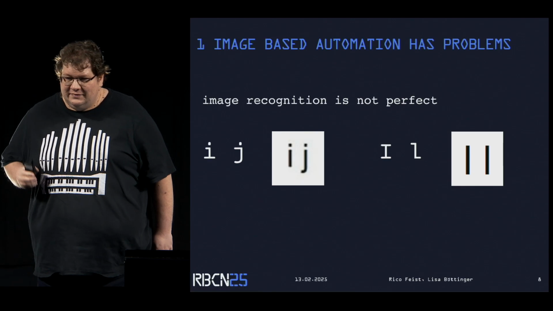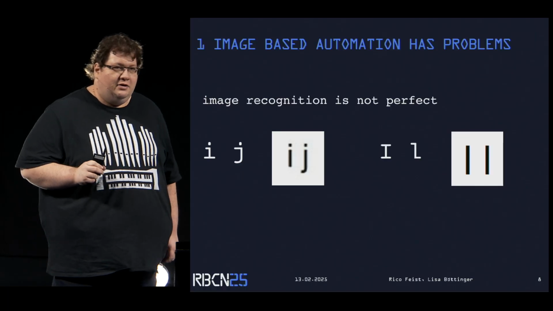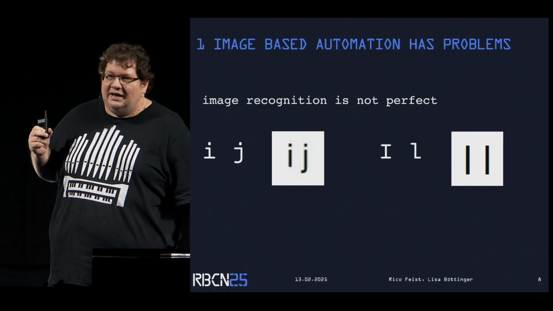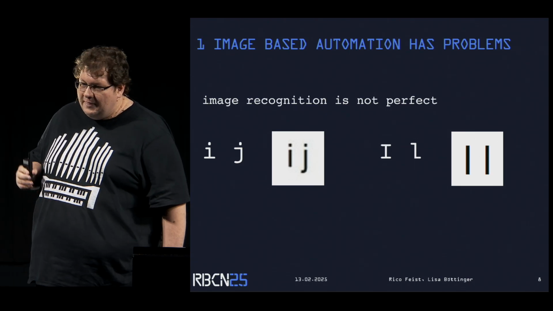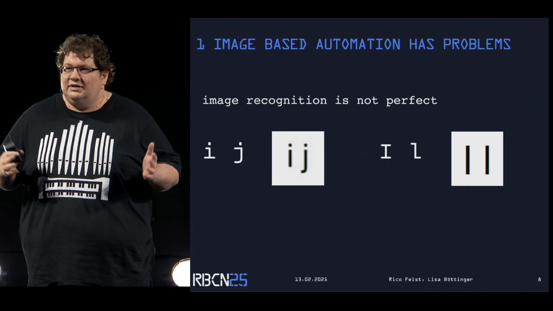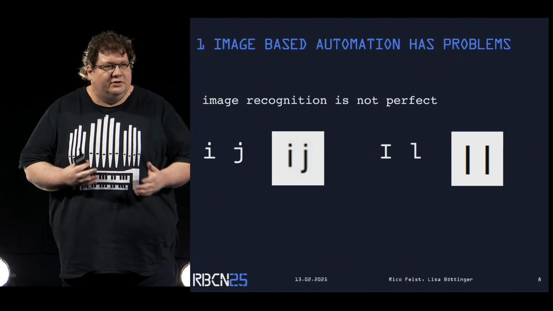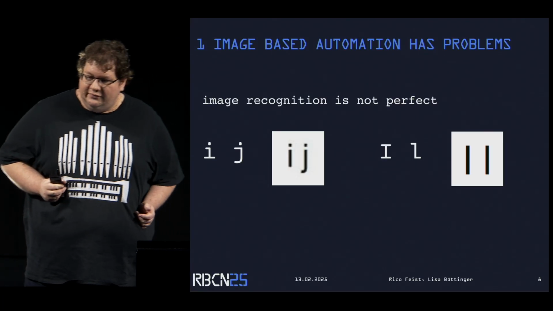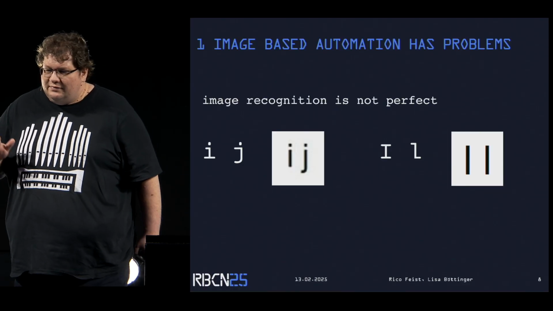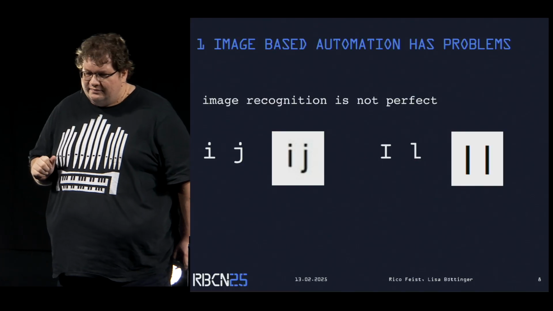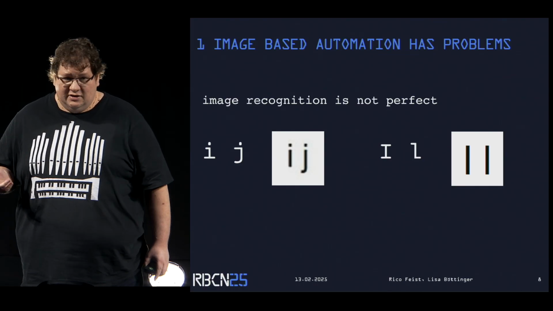And there are some problems. Image-based automation has problems because the image recognition is not perfect. And you probably all have experienced that if you have a typeface without serifs. So I have some sample images here. So what is an I, what is a J? Of course, you can find out what is which. And a computer might be able to do that if you have an awesome font like this. However, if you have a typeface without serifs, as in the image, and maybe with some JPEG artifacts, it might get a bit harder. So is it an I? Is it a J? Is it a semicolon?